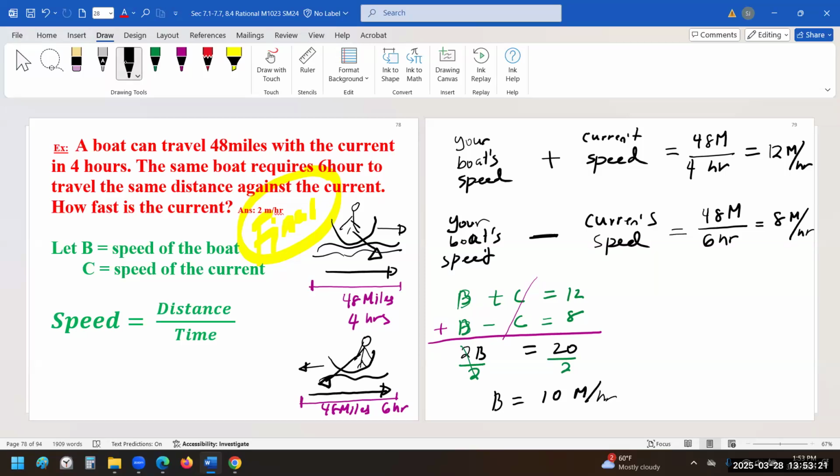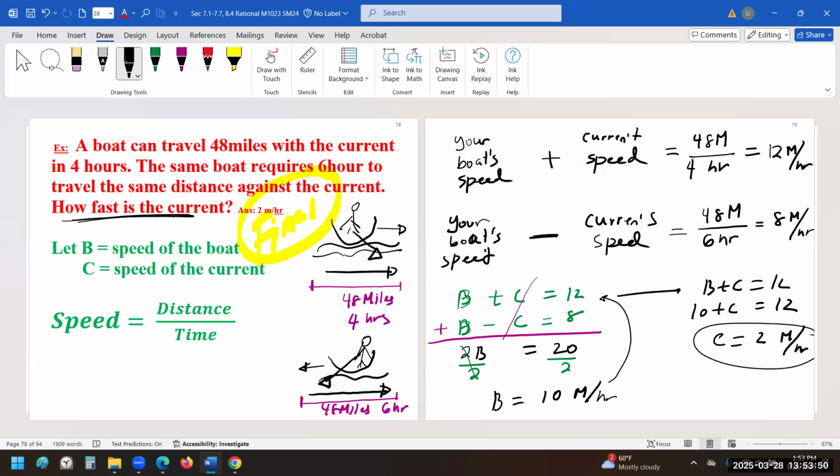But we are not looking for the speed of the boat. They ask how fast is the current. Means what is the speed of your current? So if you know your boat speed, can you figure out the current speed? See, we have boat plus current is 12. The boat is 10. Then what is the current? 2. You can use the second equation, but I didn't like it because my C is minus. So that's the answer.